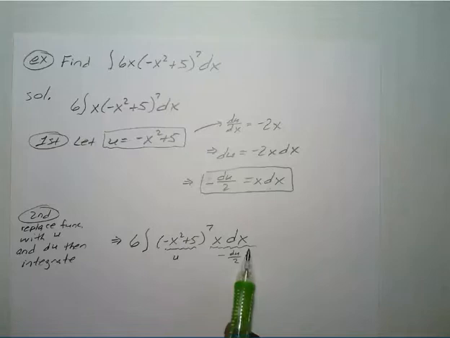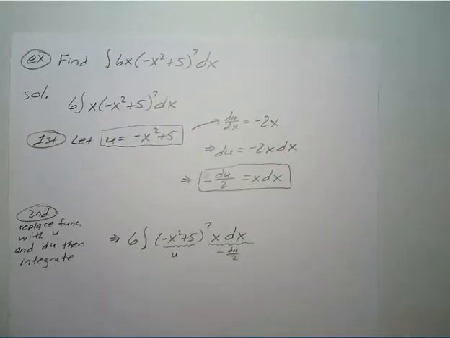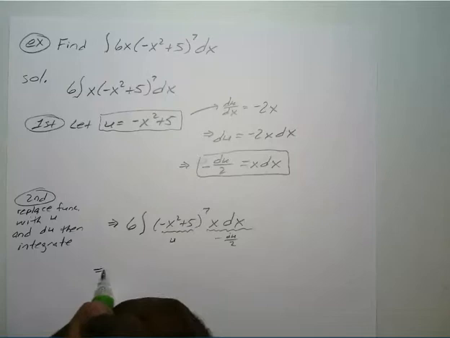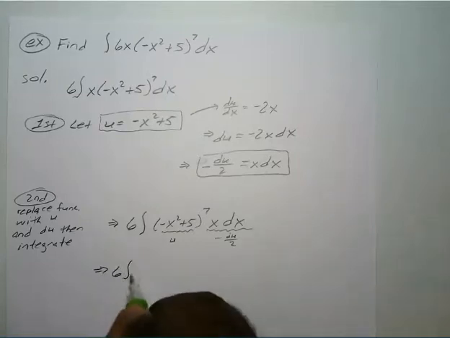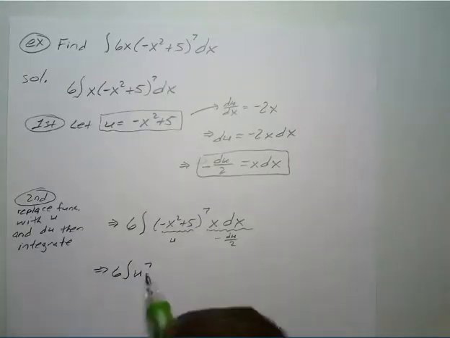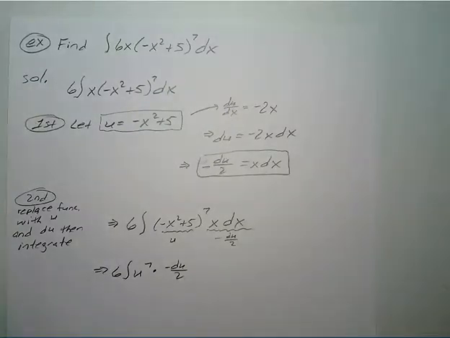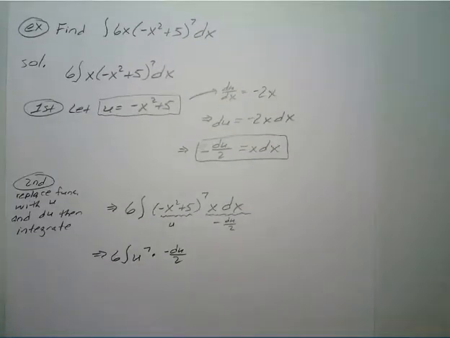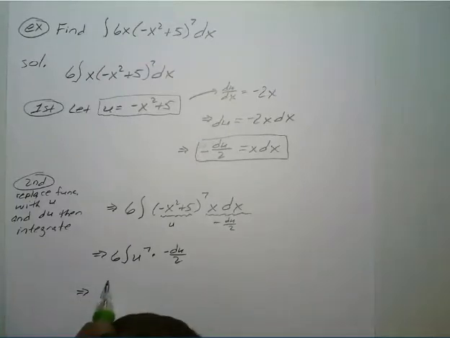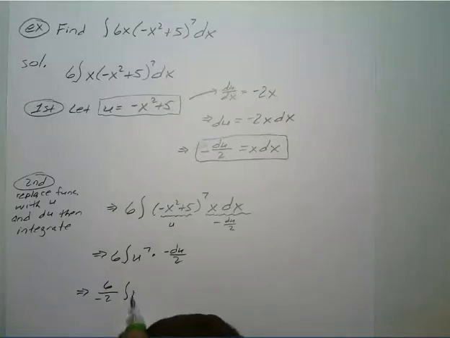Okay, so now we're going to rewrite it, but instead of all the x terms, we're just going to have the u terms. All right, so you have 6 times the integral of u to the 7th power times negative du over 2. Okay. Now from here, you get the du by itself, so you get rid of the negative 2, so you factor out that negative 1/2. Okay, so we still have our 6 there, divided by negative 2 times the integral of u to the 7th du.